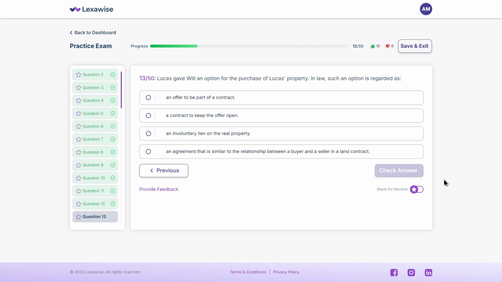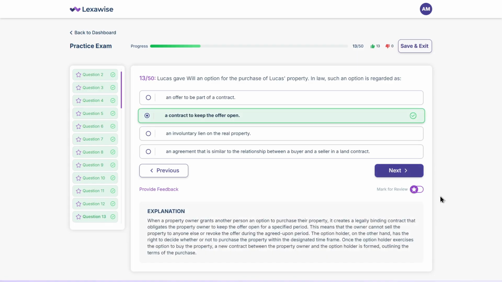The correct answer is B. A contract to keep the offer open. An option is a binding agreement that locks in the offer for a period of time. The seller must honor the offer if the buyer chooses to act within the agreed period.